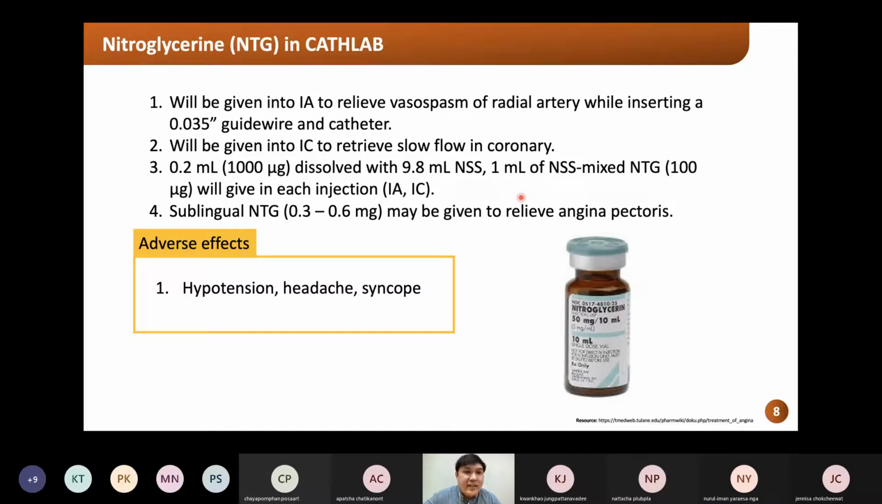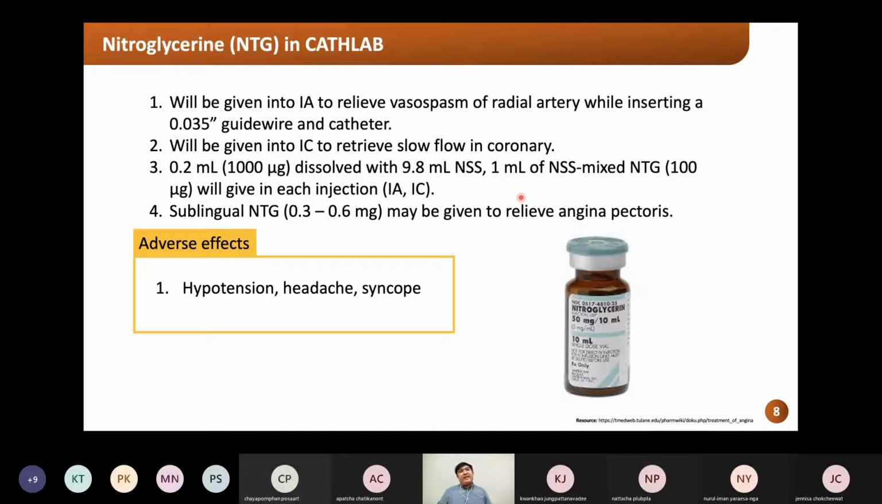And the last one is the NTG used sublingually, like a tablet. Normally, the concentration of NTG given this route is about 0.3 to 0.6 milligram because it has to be absorbed through the tissue, right? So the concentration might be higher than giving it directly to the blood vessel.